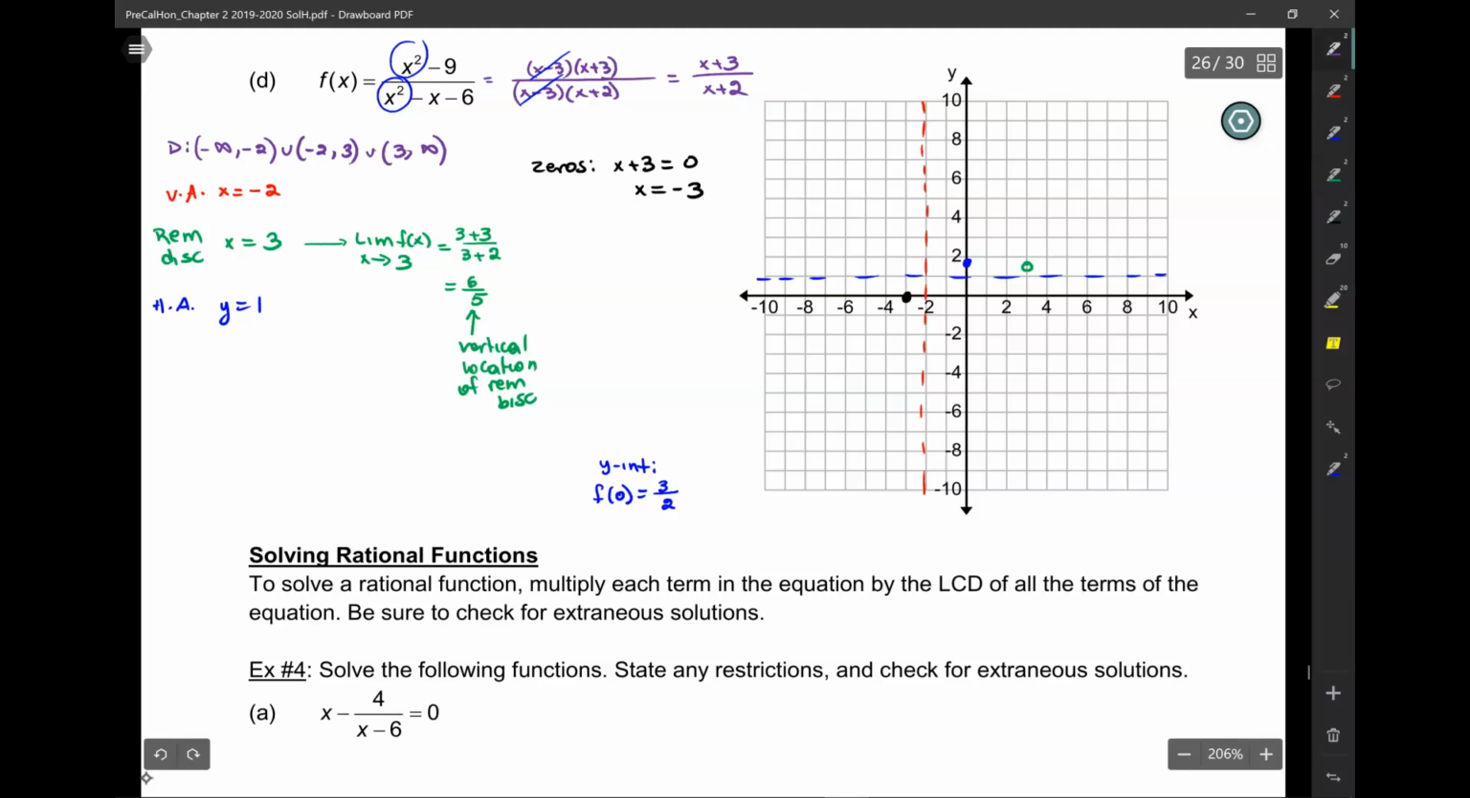Okay, so now look at what my graph is going to look like. On the right-hand side, it's going to come down and look like this. And on the left-hand side, it's going to come up from here, cross the x-axis there, and follow the asymptote there. Okay?